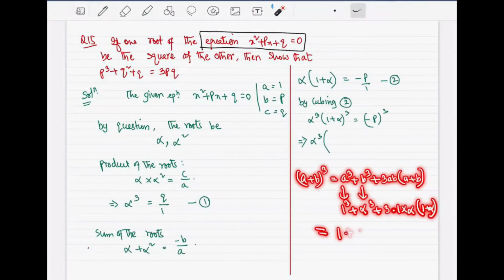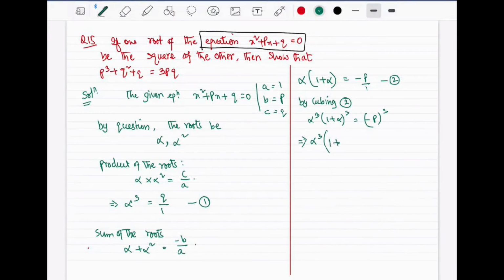1 cube will be 1. There is alpha cube here. 3 into 1 into alpha, we get 3 alpha, right? And then there is a 1 plus alpha. So that is the value we are going to get when we expand this portion, right? Okay, you put in the value exactly as I have written it. So what is the value here? 1 plus alpha cube plus 3 alpha, 1 plus alpha.